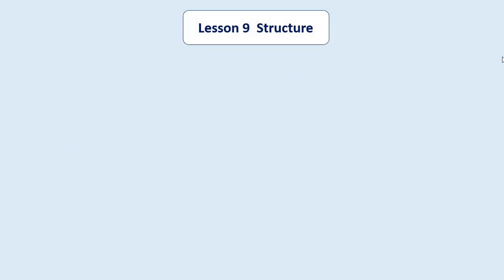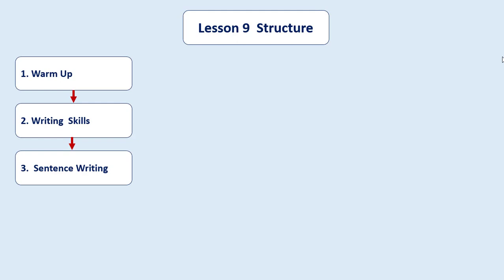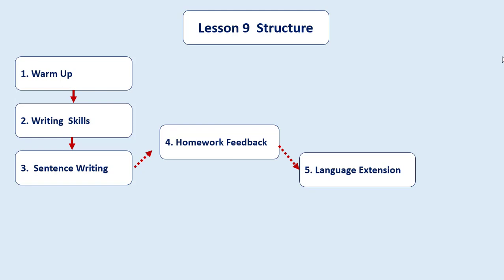Now we're moving on to lesson 9, and here's the structure for lesson 9. It'll start with warm-up, writing skills, and sentence writing, followed by the homework feedback. This is where the student has done his homework, and now he's sharing it with you, and you look at it, and you give him or her feedback, followed by language extension, and then writing reflection.